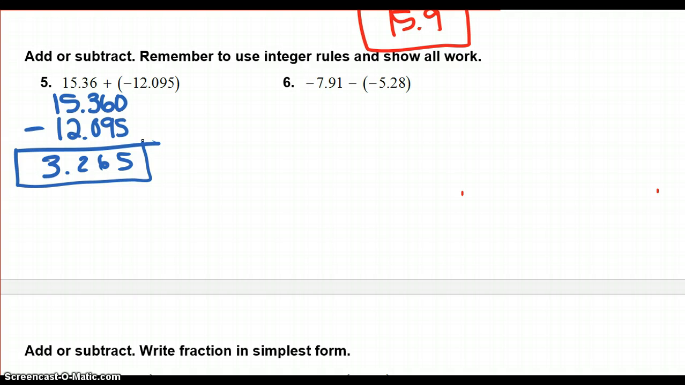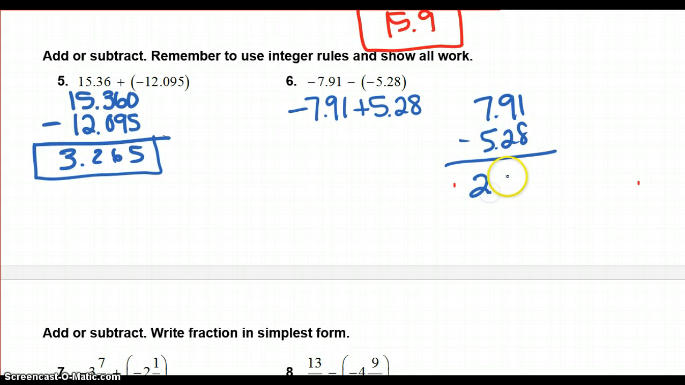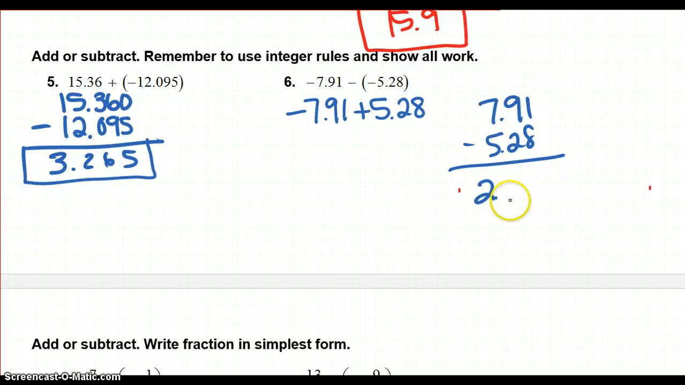Number 6, another subtraction problem, so I have to keep the first one and add the opposite, which is 5.28. Now my signs are different, so I subtract the big minus the small, which gives me 2.63, and the sign is negative because that 7 is bigger than the 5.28.